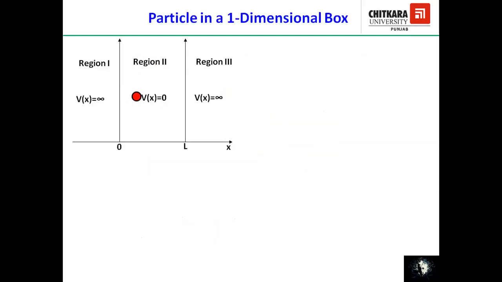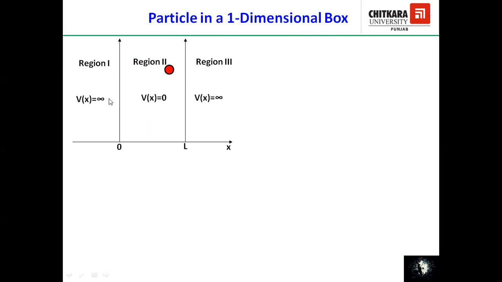So this is the application of Schrodinger's wave equations. This is called particle in one dimensional box. This is a journal article and very important article in quantum mechanics. In this article, we are assuming that particle is trapped in a box. That is why it is called particle in a box.